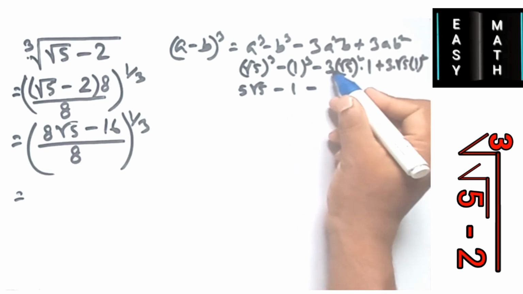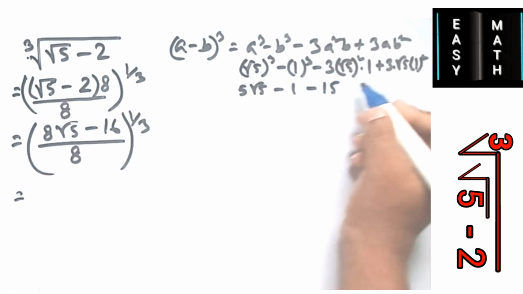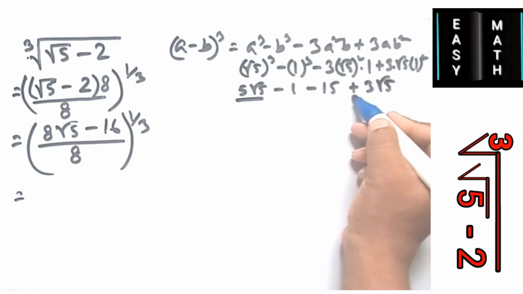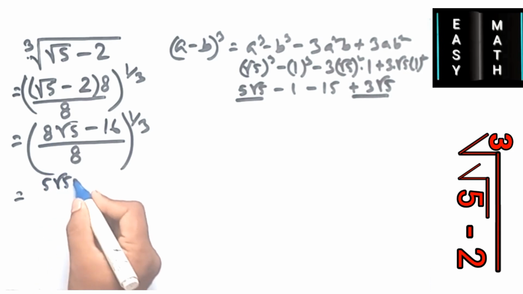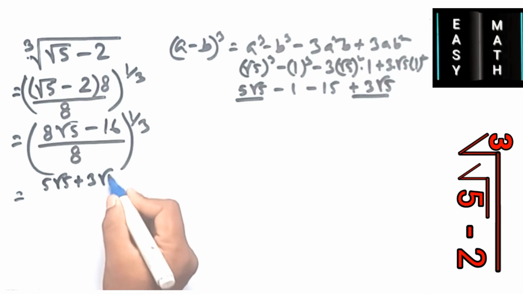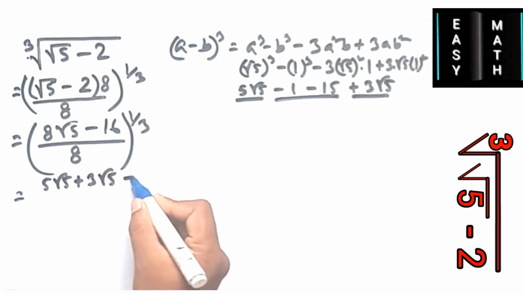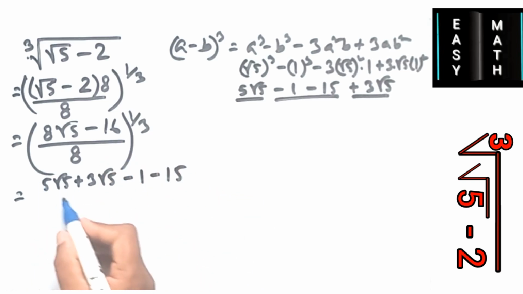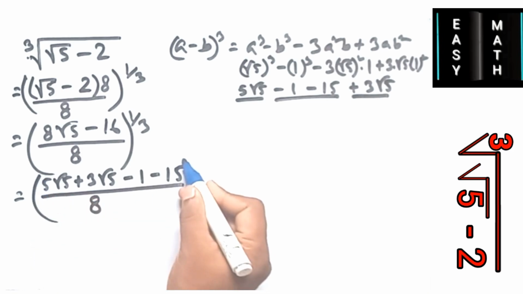This 3 root 5 squared is 3 times 5, which is 15, and 3 times 1 square is 1, so 3 root 5. So there is 8 and 3, so we can write 5 root 5 plus 3 root 5, and this is 1, and divide by 8, this 1 of cube.